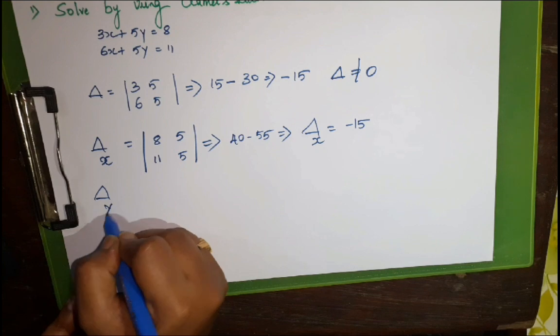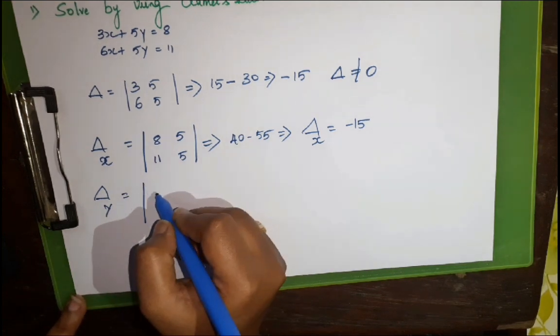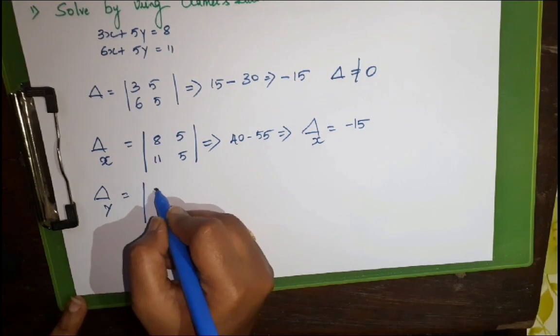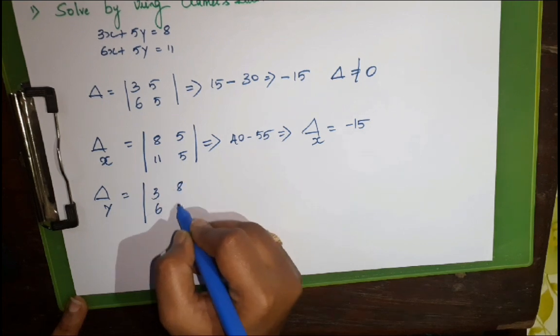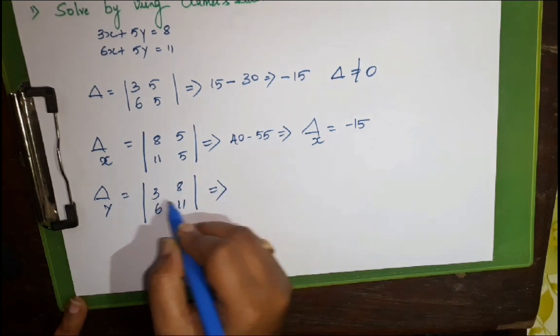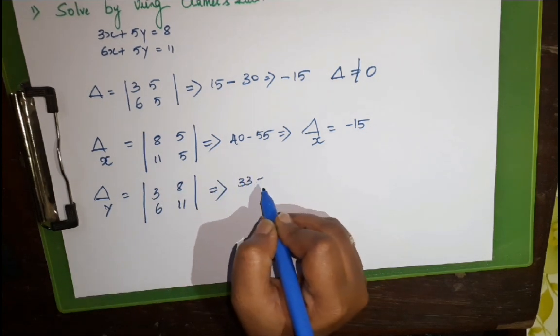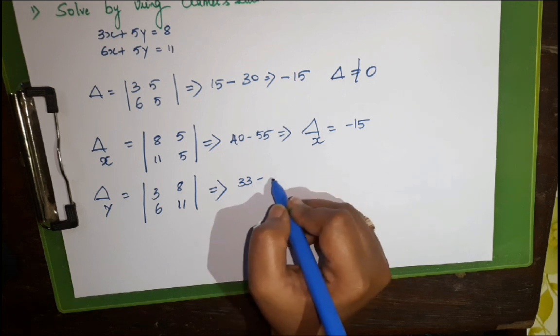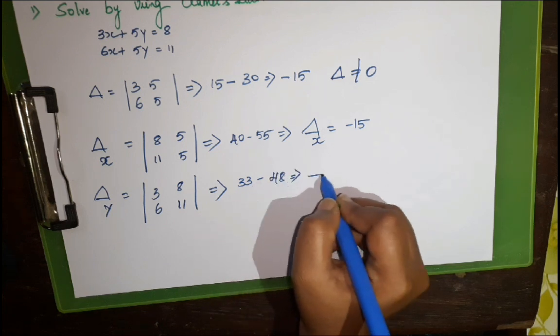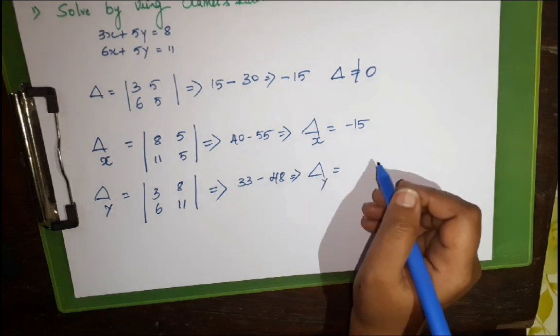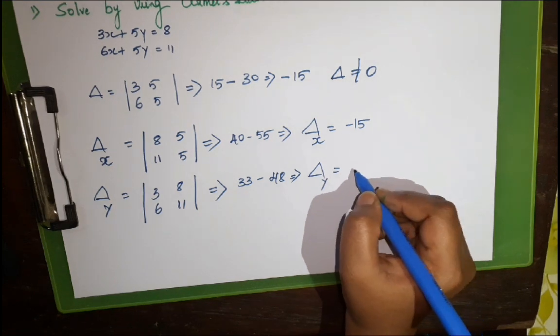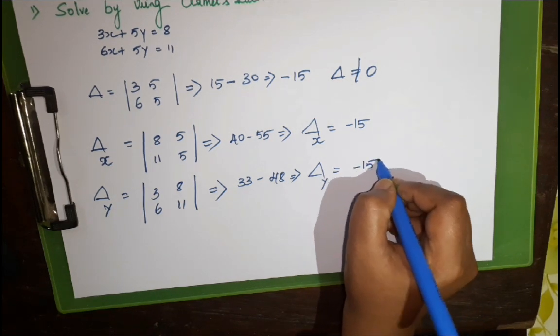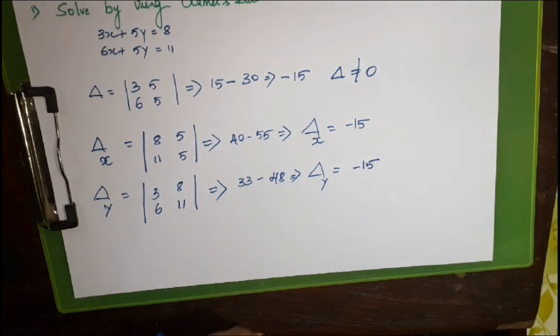Same way you have to find delta y. Replace the second column. Keep the first column as it is, the second column will be replaced. So 11 into 3 is 33 minus 6 into 8 is 48. So delta y you will get as minus 15.